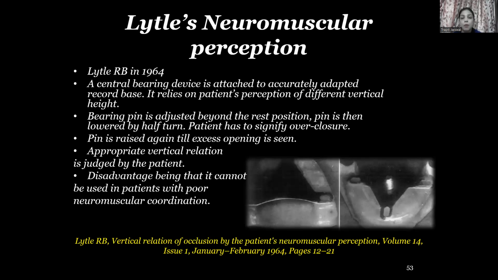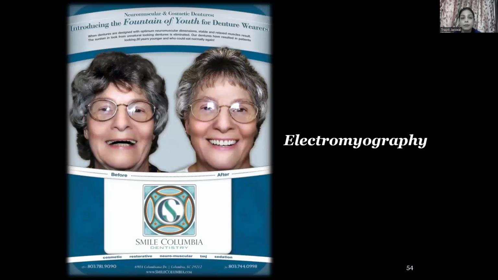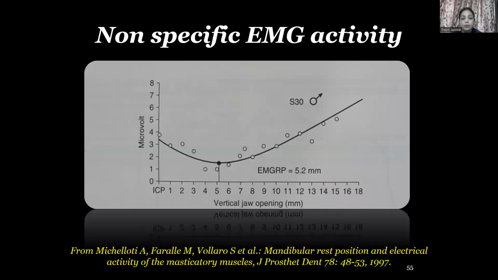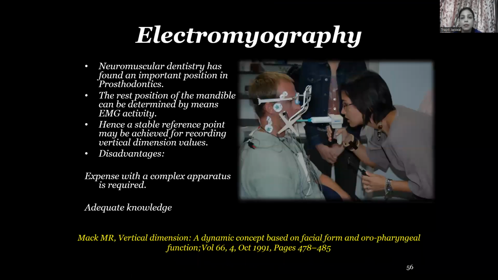This is a Boos bimeter device, and next is electromyography. With the help of EMG activity, the electrical activity of the masticatory muscles, we can determine the vertical jaw relation. Neuromuscular dentistry has found an important position in prosthodontics. The rest position of the mandible can be determined by means of EMG activity, as a stable reference point may be achieved for recording vertical dimension values. The disadvantage of this method is that it is expensive, complex apparatus is required, and adequate knowledge is required. See, this is such a complex apparatus.